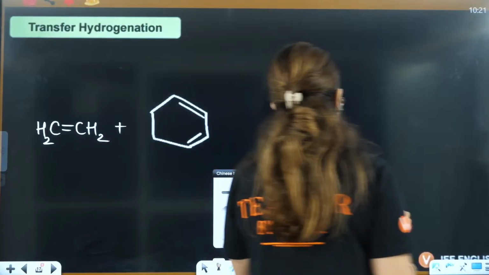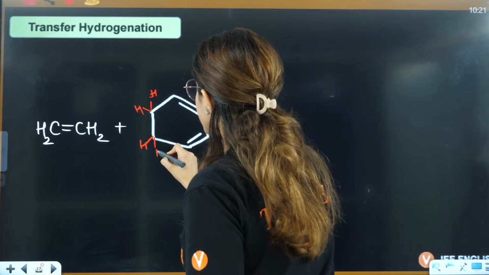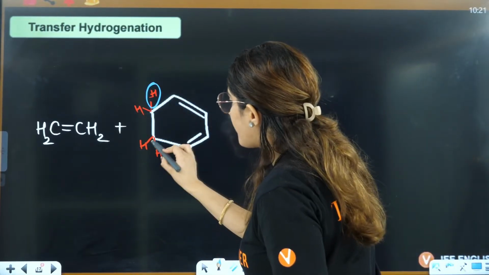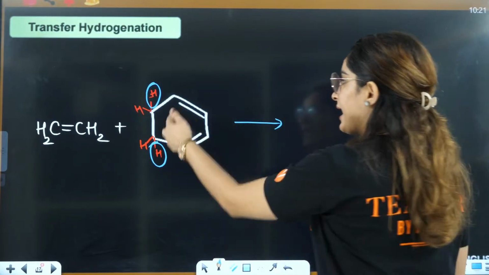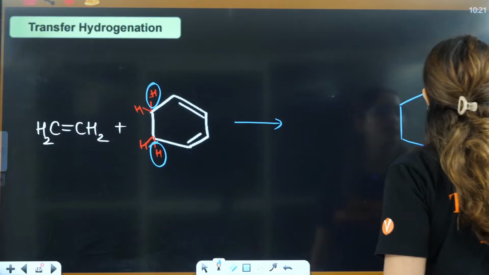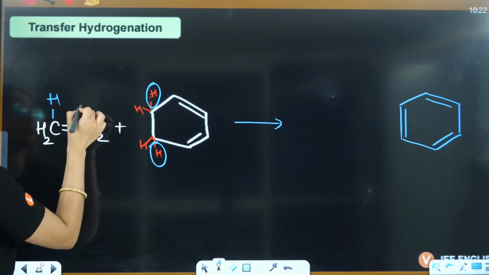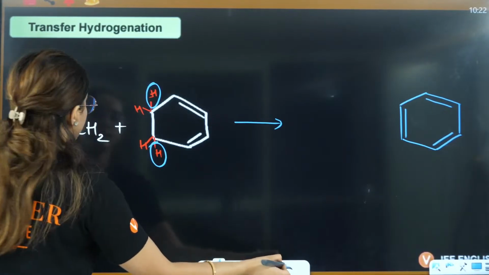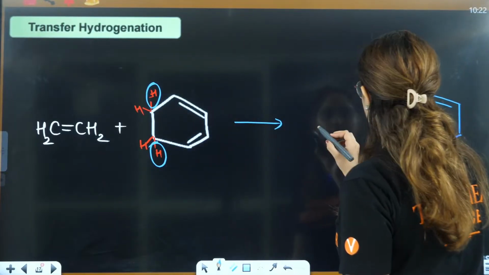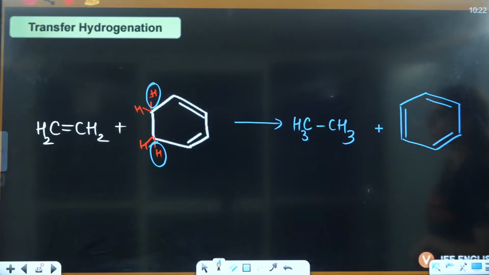So here what will happen? Here you will have 2 hydrogens, here you will have 2 hydrogens. Transfer hydrogenation means 1 hydrogen from here and 1 hydrogen from here will be eliminated, and hence there will be formation of a double bond here. And how will you see that? Double bond, double bond, double bond, right? In this case, these 2 hydrogens that are eliminated will be attached here, breaking this pi bond, and hence you will have the formation of CH3. This is what you will have here.